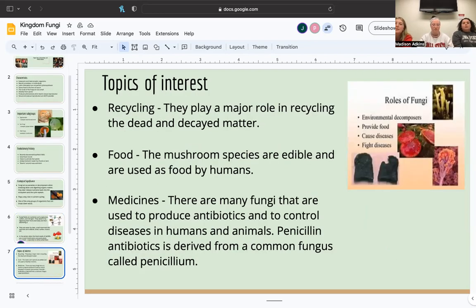So some topics of interest are that fungi plays a major role in recycling dead and decayed matter. When it comes to food, many mushroom species are edible and are used as food by humans. And there are many fungi that are used to produce antibiotics and to control diseases in humans and animals. Penicillin antibiotics are derived from a common fungus called Penicillium.